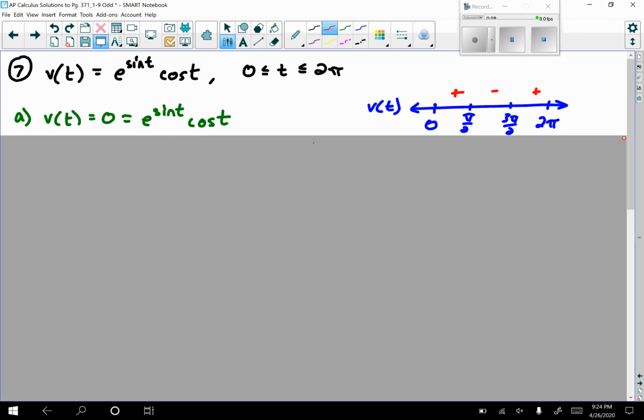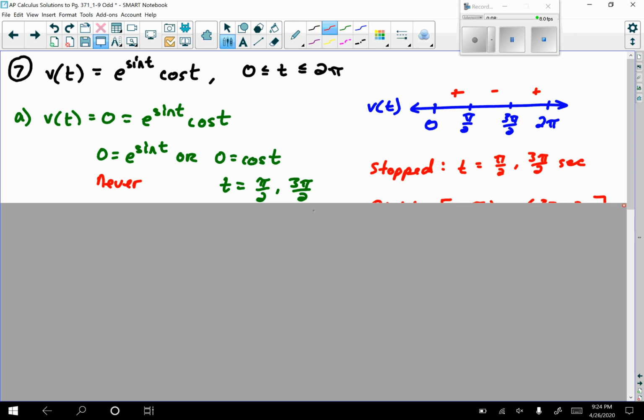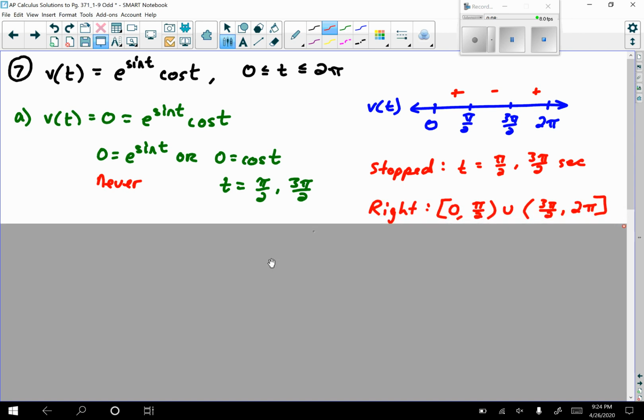All right, number 7 is very similar. So here we look at the velocity, set it equal to 0. So if we separated it, again, the zero products property, 0 is equal to e to the sine t. Well, it's an exponential function, so it's never going to be 0. But again, if cosine t is equal to 0, we're coming up with pi over 2 and 3 pi over 2. Making our number line, we see we have 3 sections.